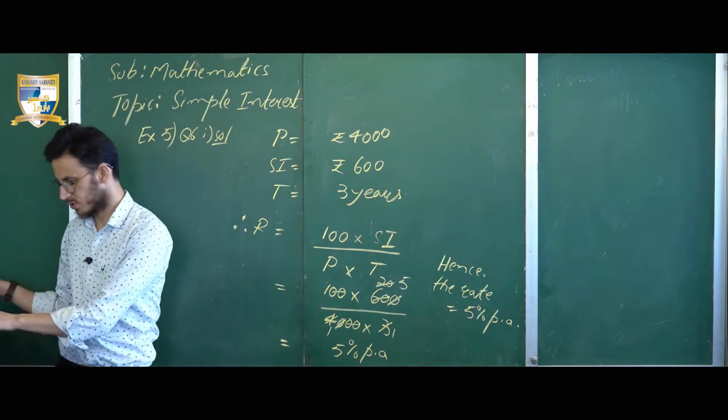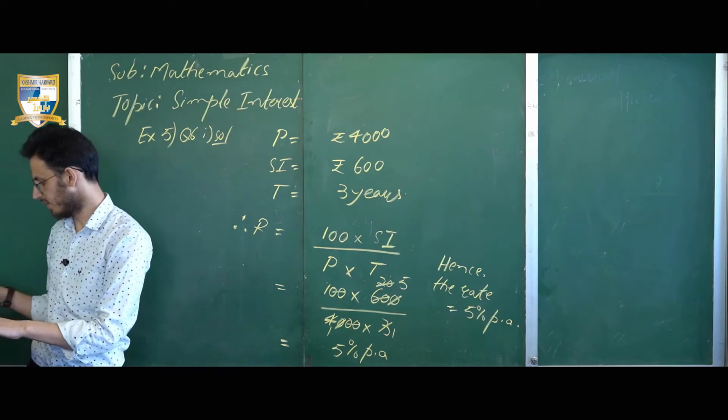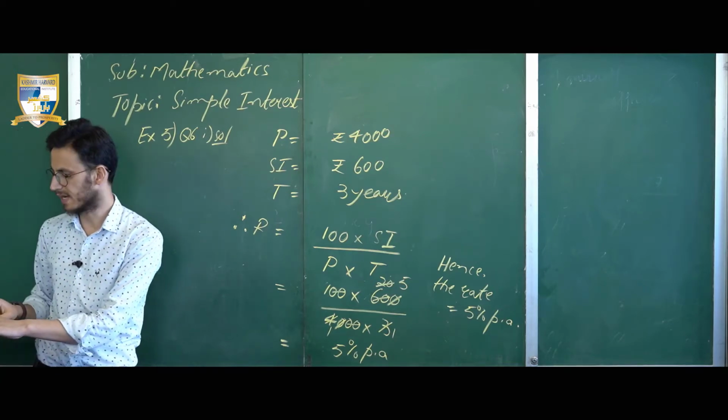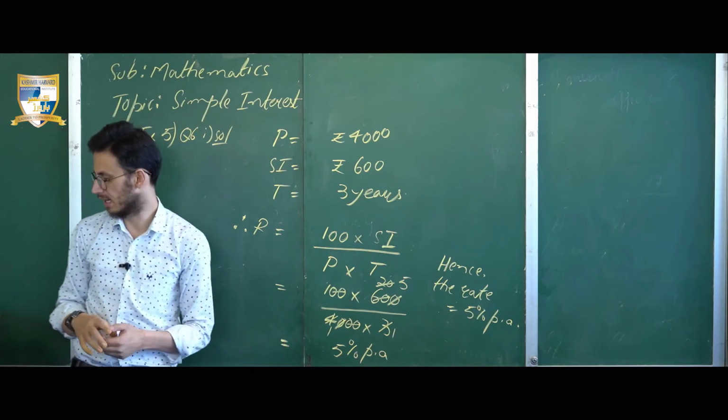Take the snapshot of this question. We are moving towards question number 7. Now here we are doing the alternative parts. Question number 7, question number 9, and finally we will do question number 11.